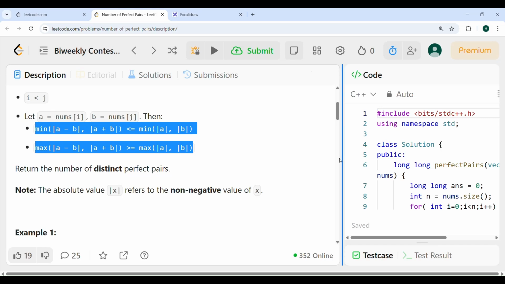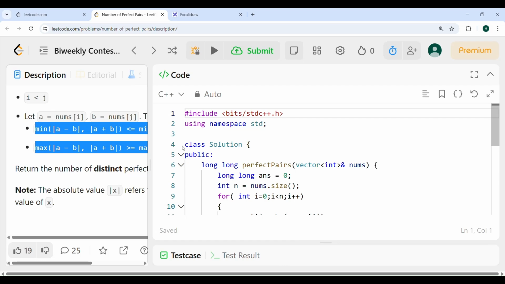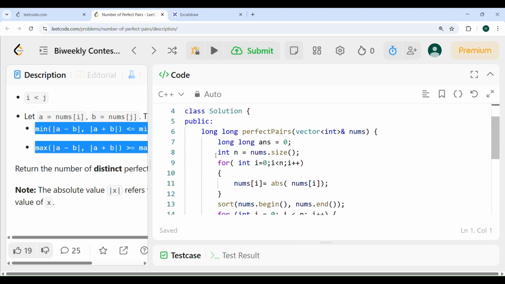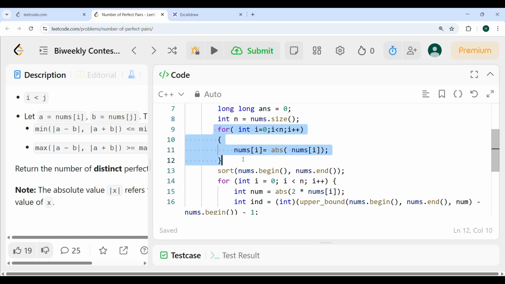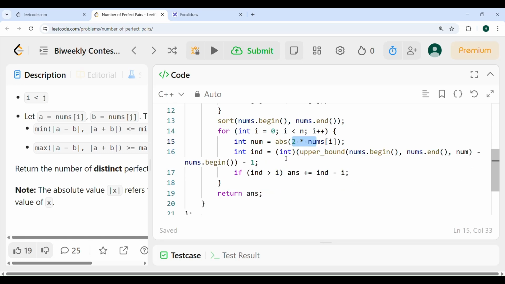Now if you look at my code, it is pretty simple. Whatever I have told you till now is what I have coded up. These are the constraints. I first took the absolute value, then I sorted the array, then I am doing num equal to abs of 2 into nums. Still I am again doing abs. I don't know why I did this, but even if you remove this, there won't be any problem. You can try it out.